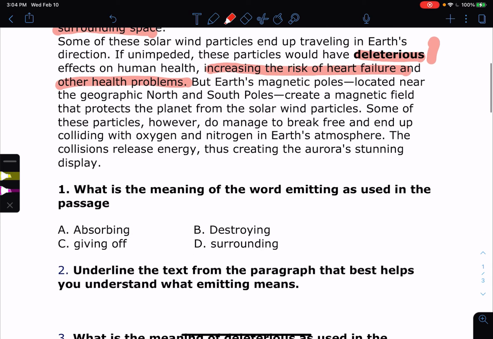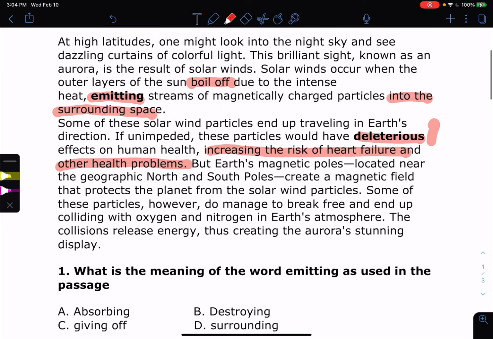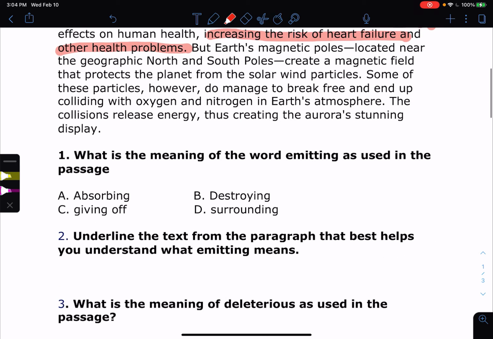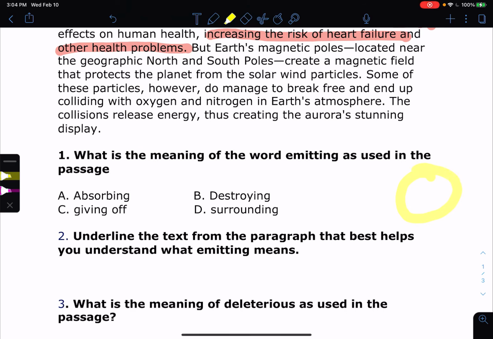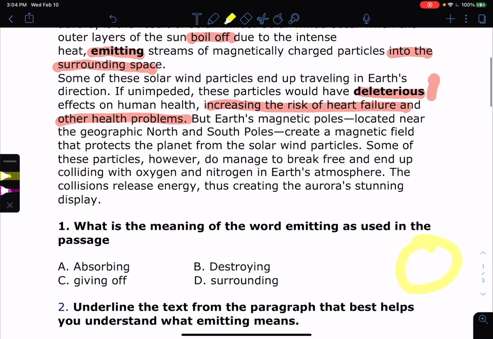So, what is the meaning of the word emitting? Okay, so I'll draw a picture. So it sounds like the sun, and then it says some of these solar wind particles end up trapped. No, sorry.